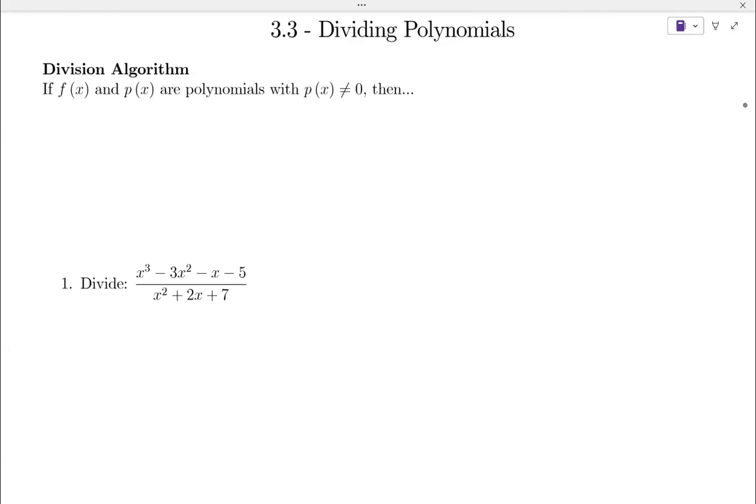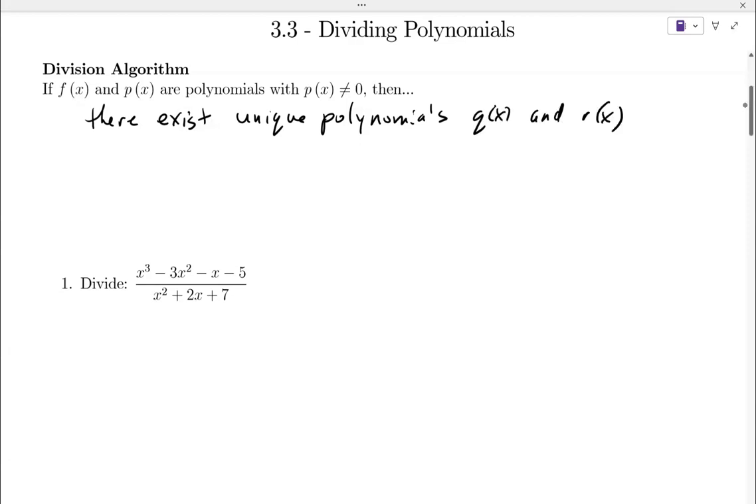So what we say is that there exist polynomials, and I guess I should also say unique polynomials, q of x and r of x, such that we write this in what looks like a weird way, because I'm not actually going to write it as a division. But we're going to write it as f of x equals p of x times q of x plus r of x. So the q is the quotient and the r is what's left over.